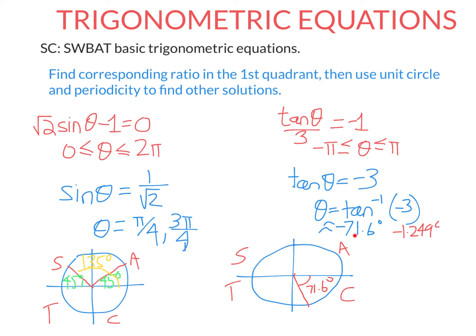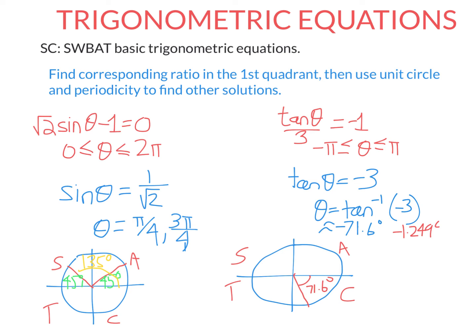Remember, of course, you can add 360 to an angle without changing it. So if you add 360 to this, you get 288.4. So 288.4 would be this angle all the way around here. That's basically what negative 71.6 degrees is. It's basically the same angle as 288.4. But 288.4 is not within our range of negative 180 to positive 180. Okay, so we've got that one answer.